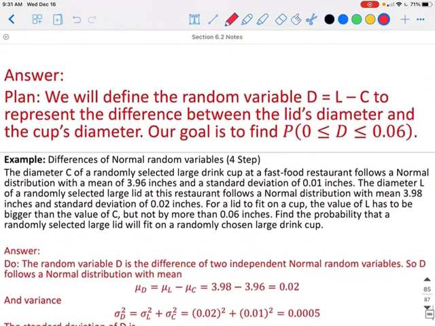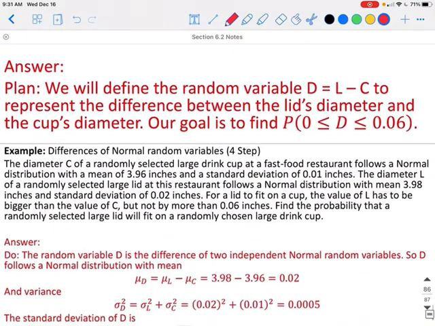So that's when we get to the do. Remember, on the do, we need to find the difference first. And if you're finding the difference of two random variables, you're just going to find the difference of their means. So the mean of our lids is 3.98 inches. The mean for the cups is 3.96, so the difference will be 0.02.